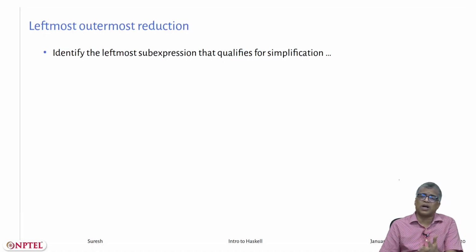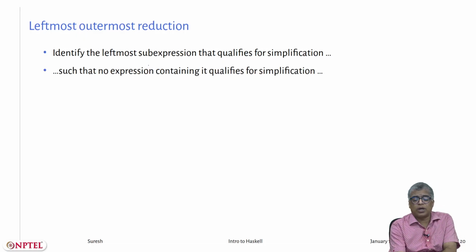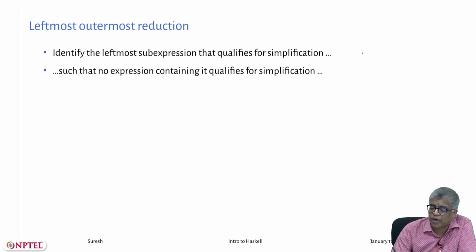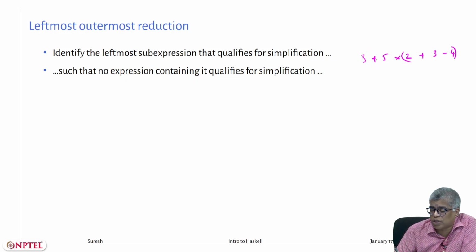So this whole strategy is called leftmost outermost reduction. Identify the leftmost sub-expression that qualifies for simplification, such that no expression containing it qualifies for simplification. So outermost. So if I have 3 plus 5 times 2 plus 3 minus 4, then this plus is the outermost operator. This whole thing is 3 plus 5 times whatever.